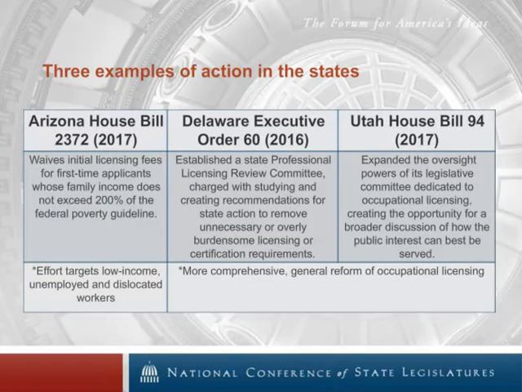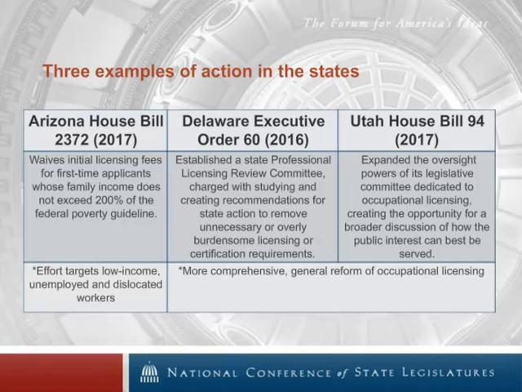All right, so many states and the policymakers in them are already aware that occupational licensure needs a little bit of work, and they're taking actions to remove some of these barriers. We're going to take a look at that. The first bill is Arizona House Bill 2372, which was just passed this year. What this bill does is waive initial licensing fees for first-time applicants whose family income does not exceed 200% of the poverty guideline. So this effort specifically targets low-income, unemployed, and dislocated workers.